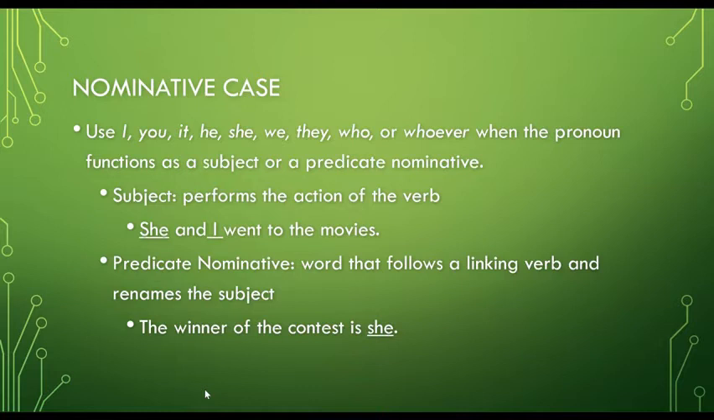Predicate nominative is a word that follows a linking verb and renames the subject. A linking verb would include am, is, are, was, were, be, being, or been. Any of those linking verbs. So let's look at this sentence: "The winner of the contest is she." Because she follows the linking verb "is," we know we're going to need to use the nominative case, which would be she instead of her.